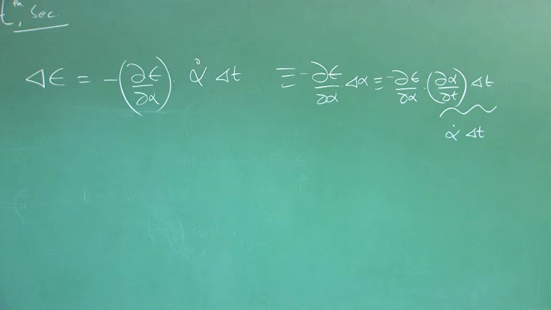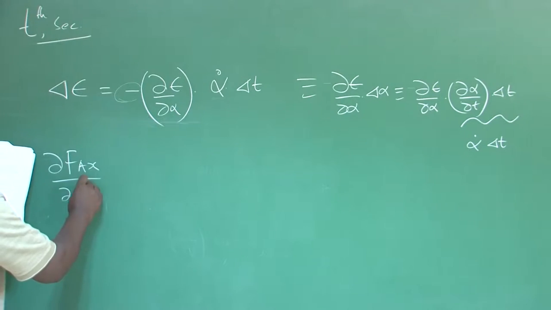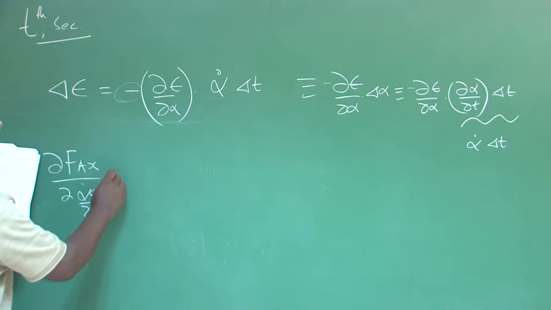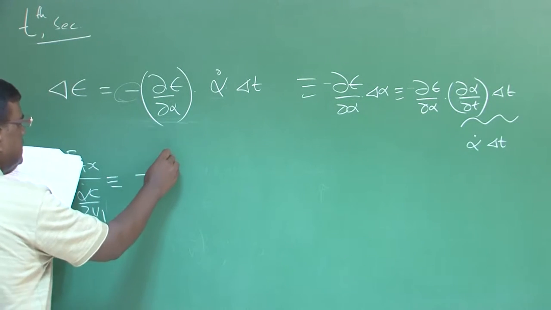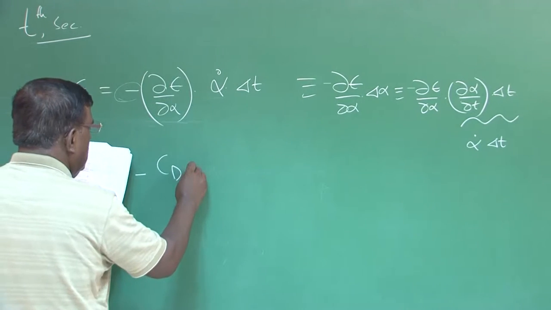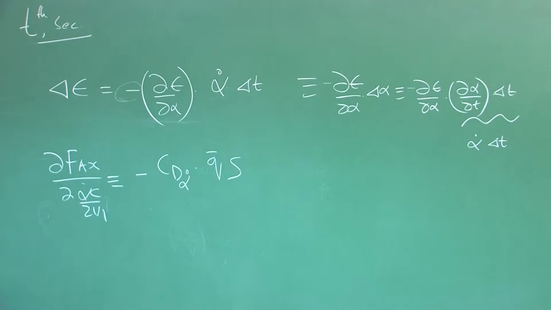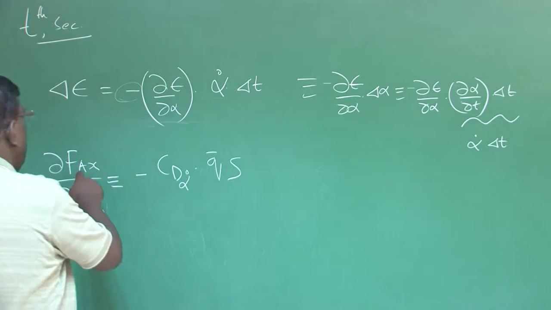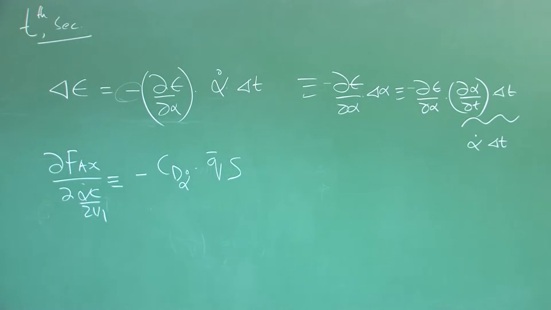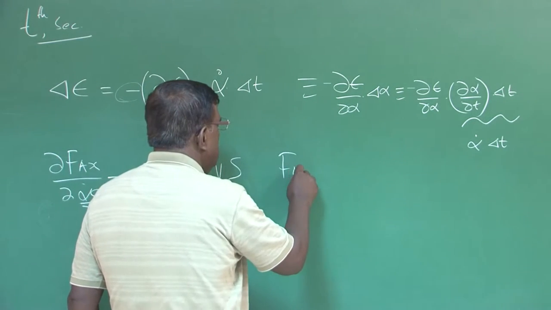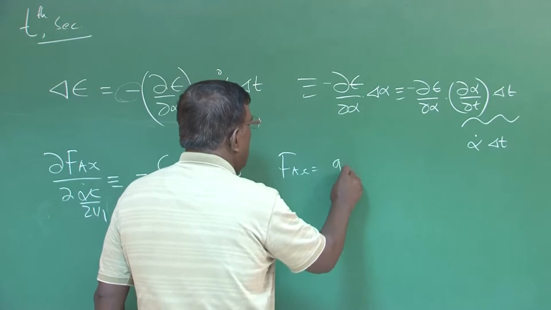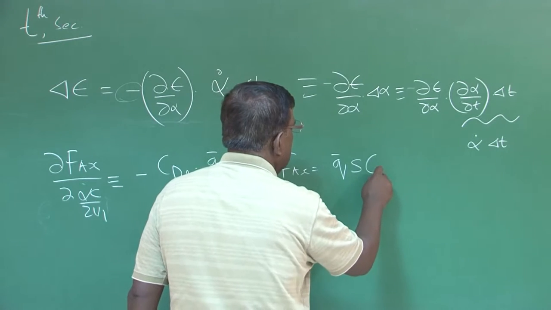If I try to find out dFAx by d alpha dot C by 2 U1, this will be nothing but minus CD alpha dot into Q bar into S. I hope you understand this, because we are writing FAx. Go back to our earlier lecture. FAx will be Q bar S CX.